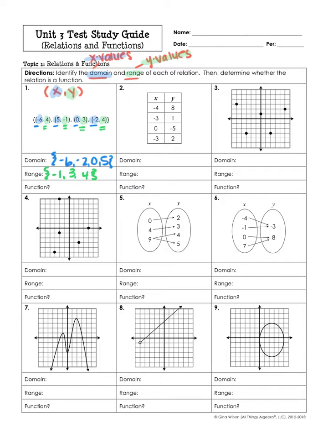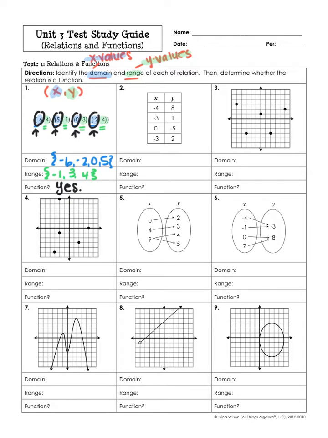To determine if something is a function or not, remember we look at the x value and make sure that everything is different. If all of the x values are different and none of them repeat, we would say it was a function. If any of them repeat and go to a different y value, then it would not be a function. So in this case, we have -6, 5, 0, and -2. None of them repeat, so we would say yes, this is a function. So that's how you would do it with ordered pairs.